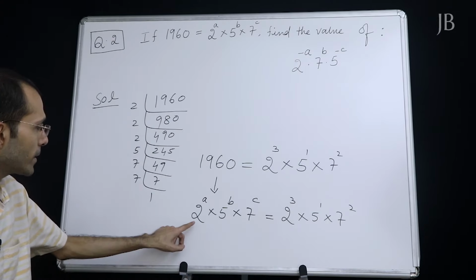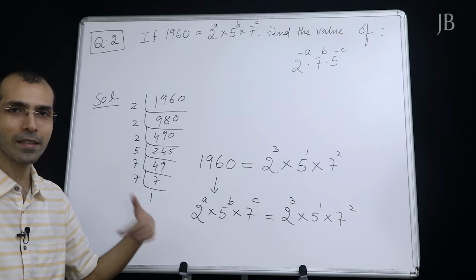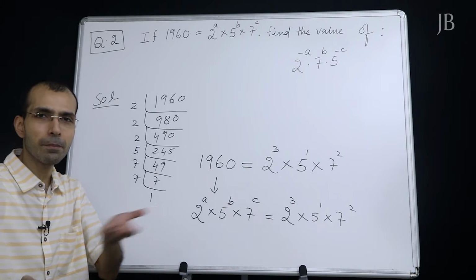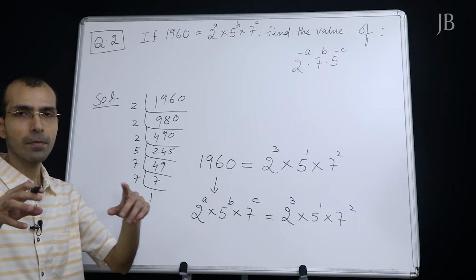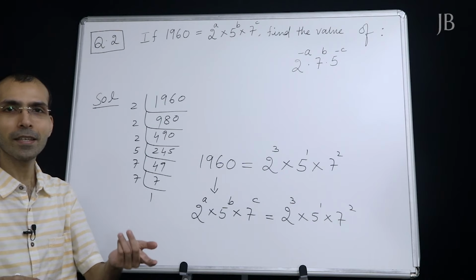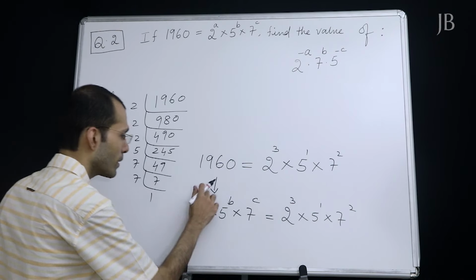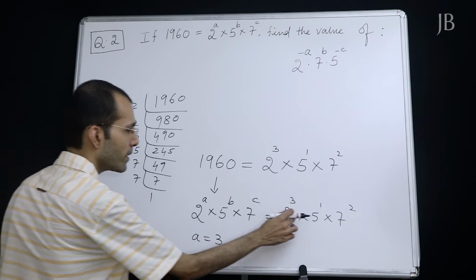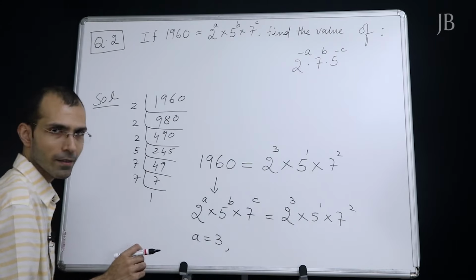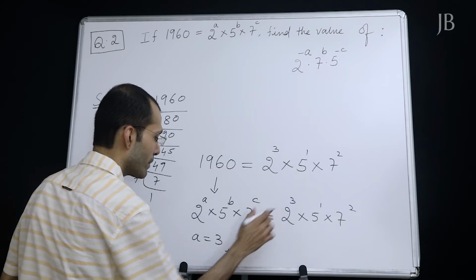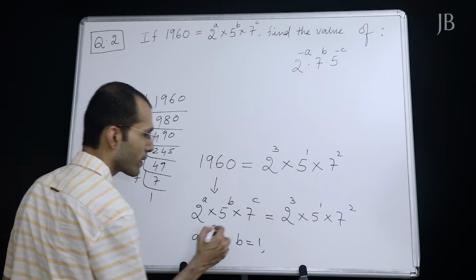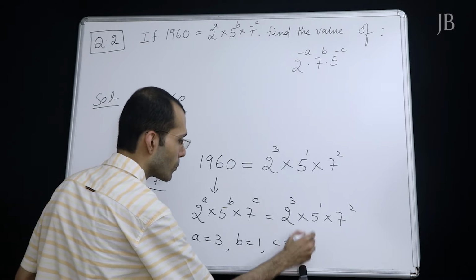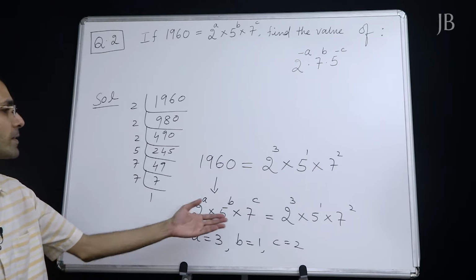Now, see, bases are same. This you have studied in class 8th also. Simple equations. If bases are same and the expressions are same, then the powers will also be equal. So 2 with 2, so a will be what? 3. Then 5 raised to b is equaling 5 raised to 1. Bases are same, so powers can be equated. So b will be 1. Then 7 with 7, so c will be what? 2. So a is 3, b is 1, c is 2.